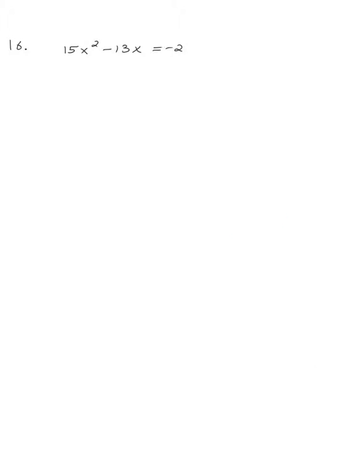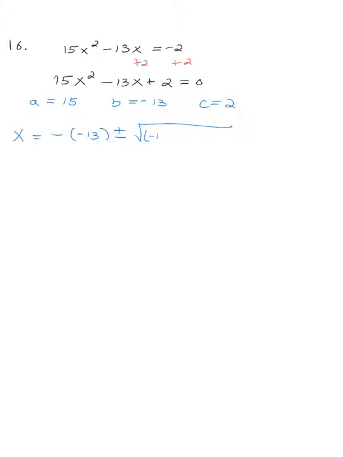I'm going to start this problem by adding 2 to both sides and making sure to put that 2 at the very end of my equation. 15x squared minus 13x plus 2 is equal to 0. Because a is equal to 15, b is equal to negative 13, and c is equal to positive 2. The solutions are going to be negative b plus or minus the square root of b squared minus 4 times a times c, all over 2 times a.